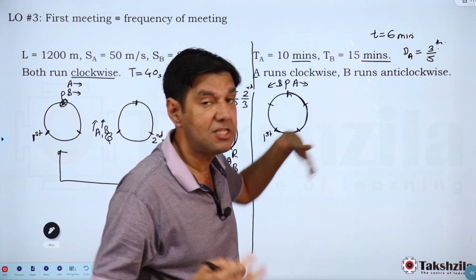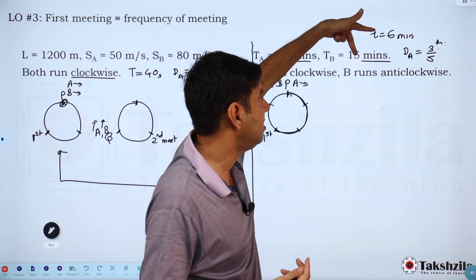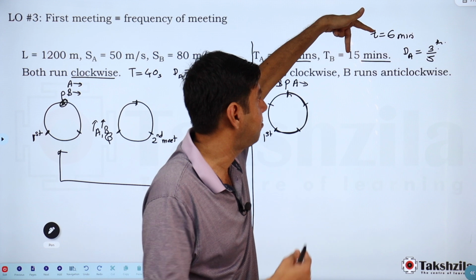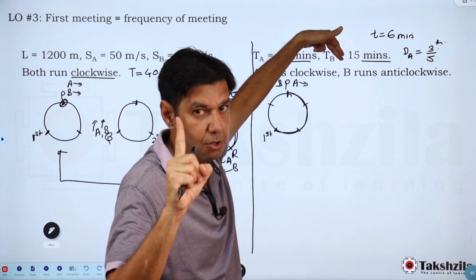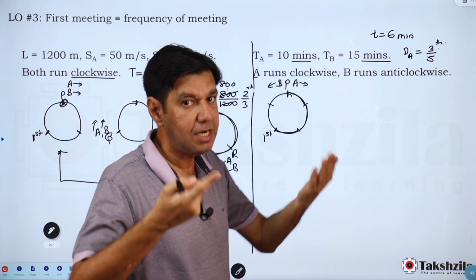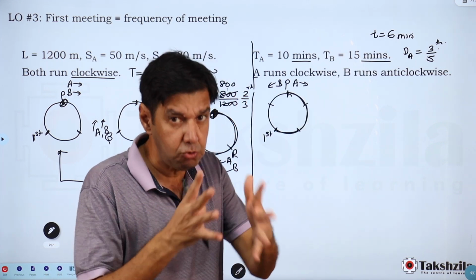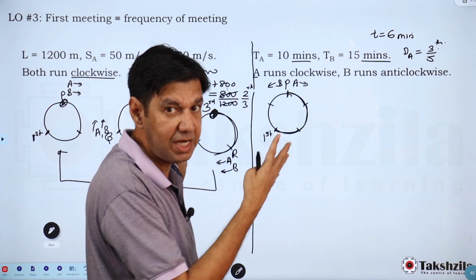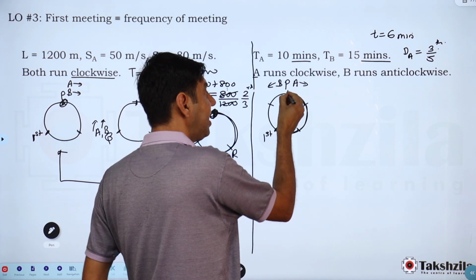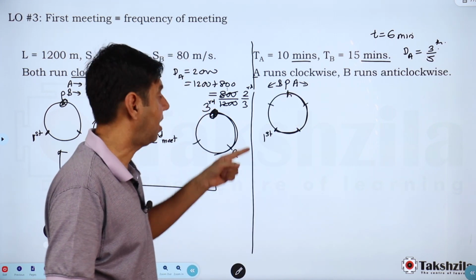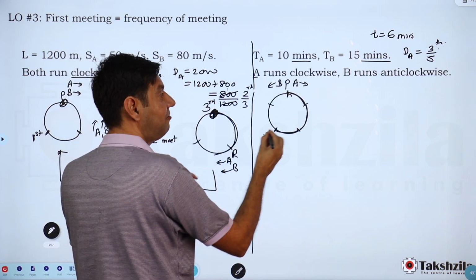B in 6 minutes will run how much? You can even just take it as directly proportional. In 15 minutes, 1 round. So in 1 minute, 1 by 15. In 6 minutes, 6 by 15. Do that yourself, students, or else this video will get a little lengthy. And check that B does 2/5 of a round. B will also be here. So this is the first point.